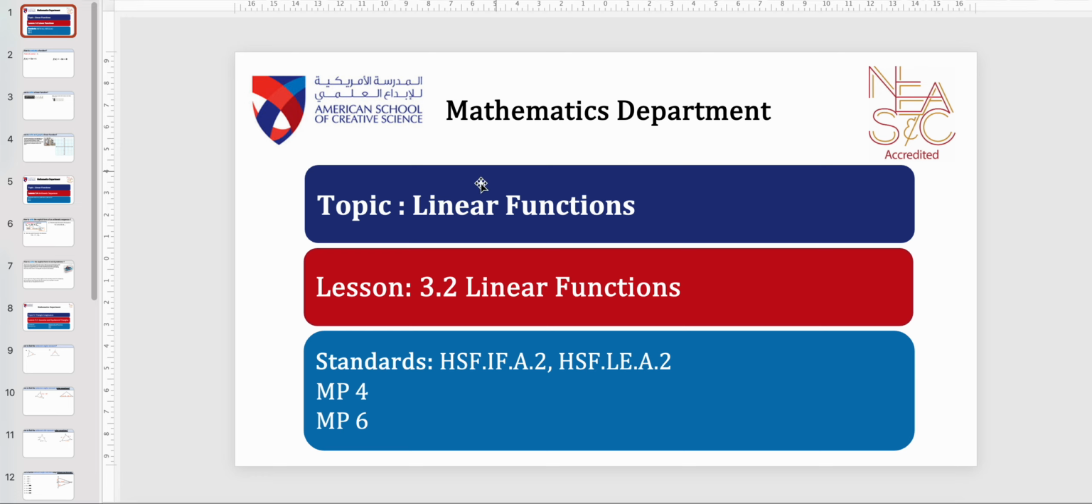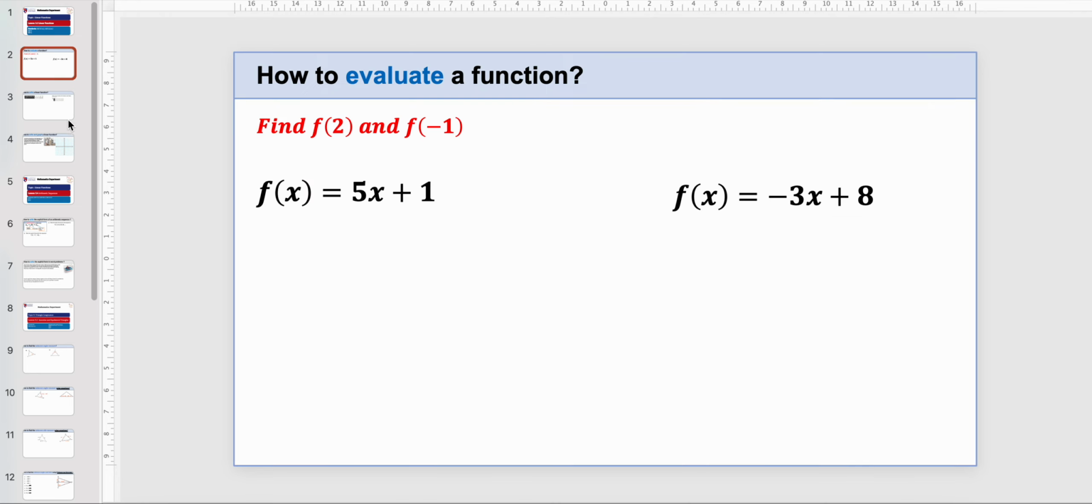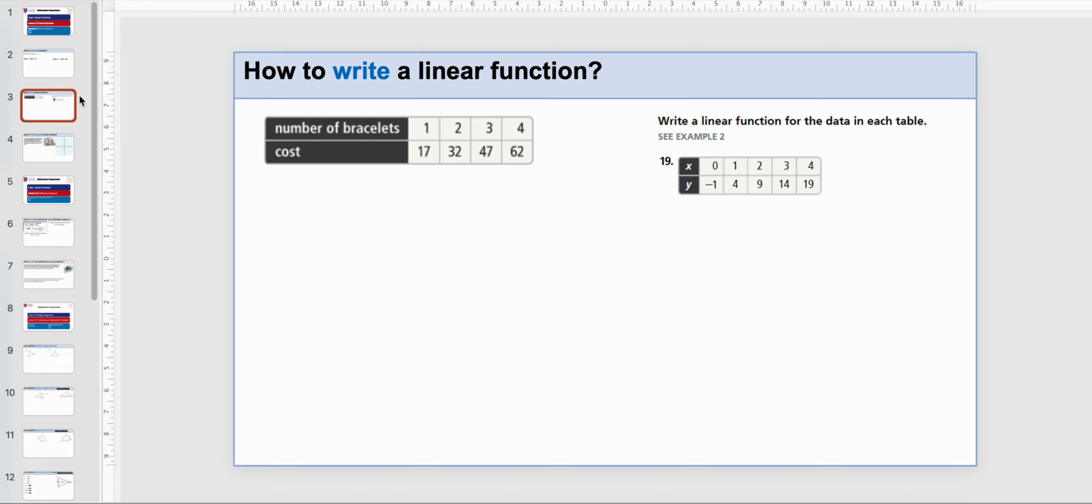We will start with the presentation for lesson 3.2, linear functions. Again, in our presentation, we will explain the main ideas. We will not go into details or the terminologies or the meaning of linear function or whatsoever. These deeper ideas are supposed to be explained in class, and you need to make sure that you understand them in class.